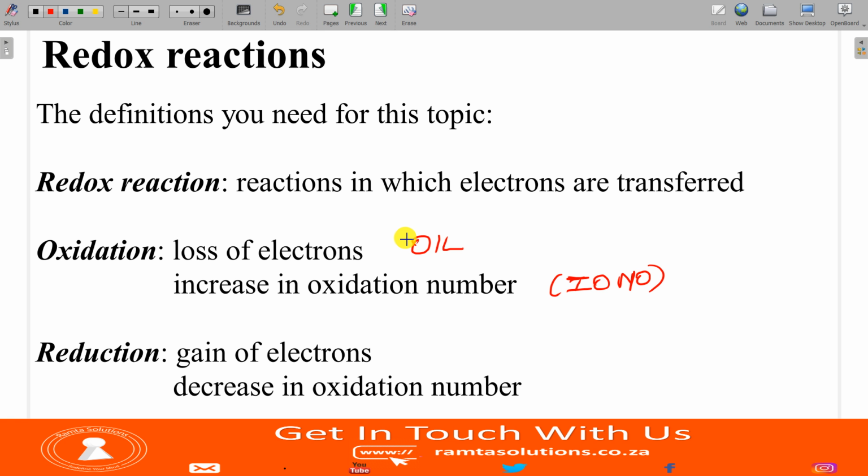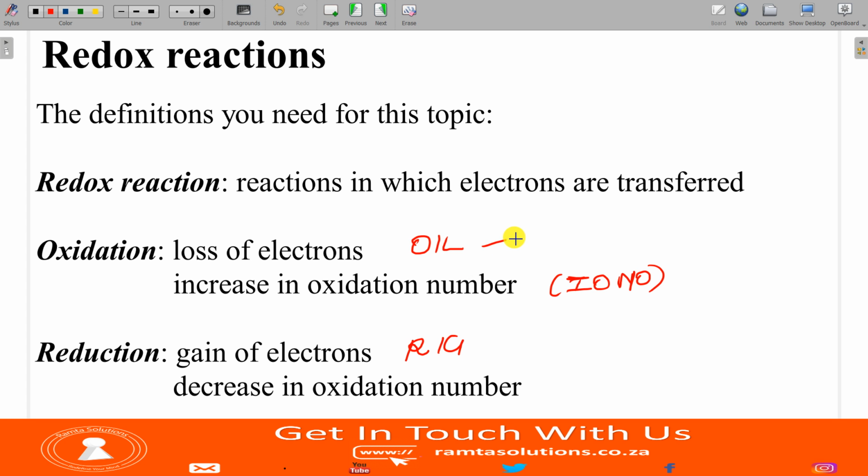Now we have reduction. Reduction is the gain of electrons. With reduction, the mnemonic used is this one, RIG. What is RIG? RIG means reduction is gain. OIL is oxidation is loss. RIG is reduction is gain.